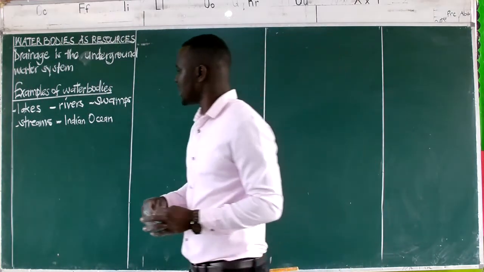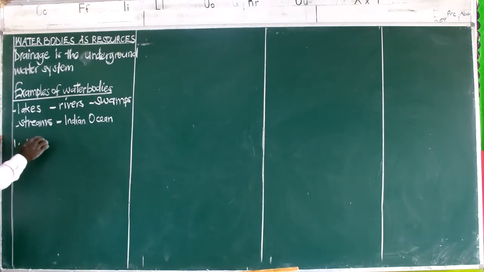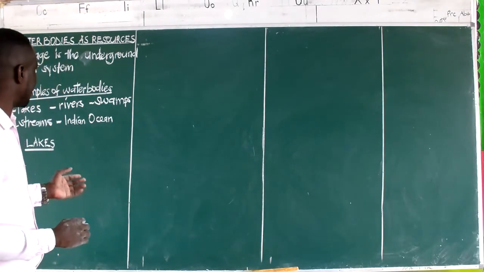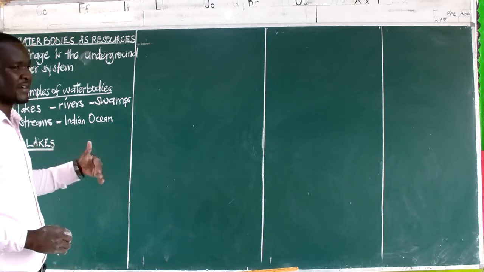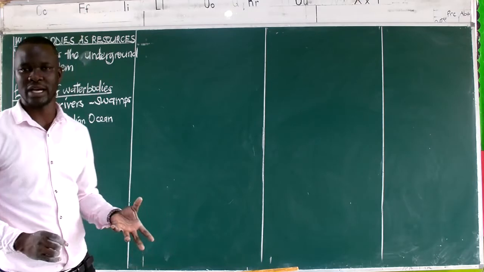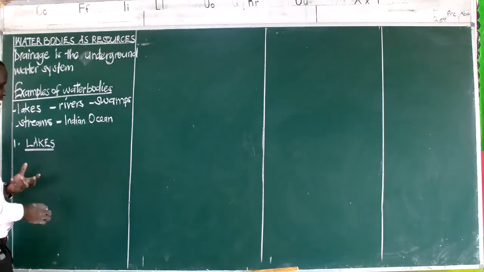So we are going to be looking at these one by one, and we want to begin with lakes. I'm sure we are not beginning to talk about lakes for the first time. Right from the lower classes, we defined lakes, we looked at examples of lakes, which lakes we have in Uganda, in our district, in East Africa.